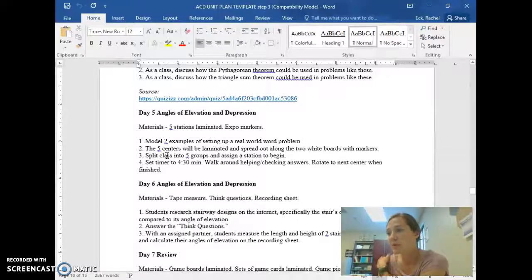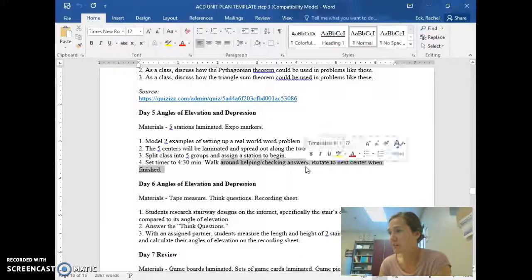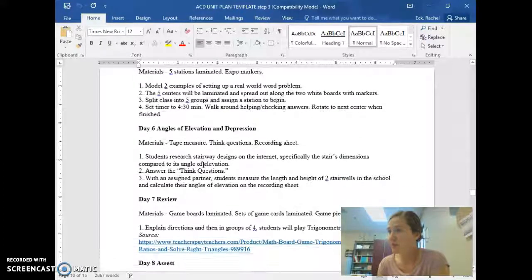So they're going to get in groups of 5, and I spread out these 5 stations along my 2 whiteboards, and they work on my whiteboards on this problem for about 4.5 minutes, and then I'll say rotate. After I've checked every answer, they'll go to the next one, and we'll just rotate as a class.